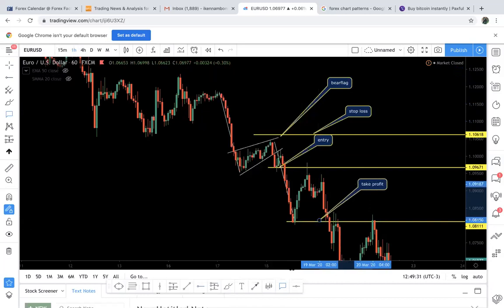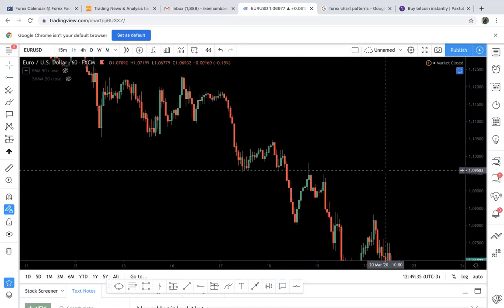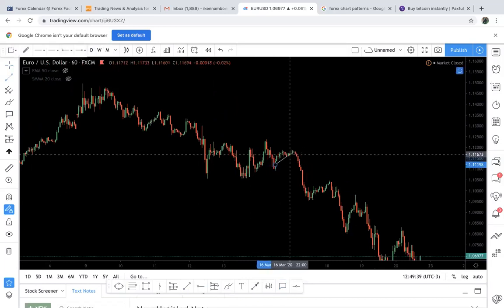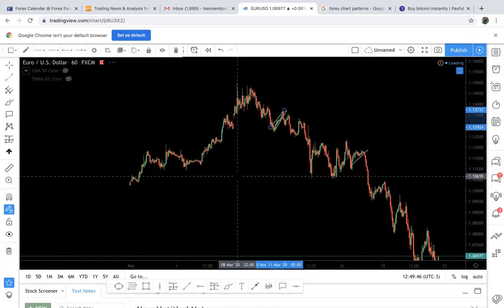Okay, so I hope you guys understand. So this is how you trade a flag. That was a perfect example right there. So you can see we had a lot of flags also. See this one right here, bearish flags everywhere in the market. They are everywhere in the market. Same thing you just have to do.